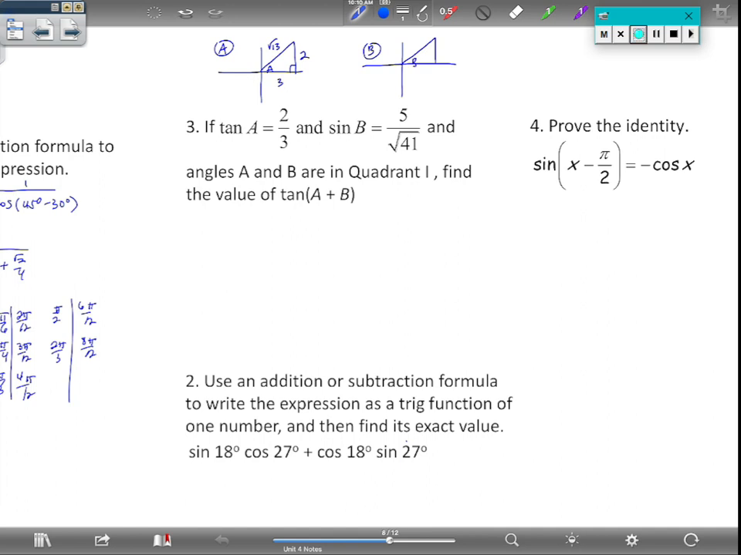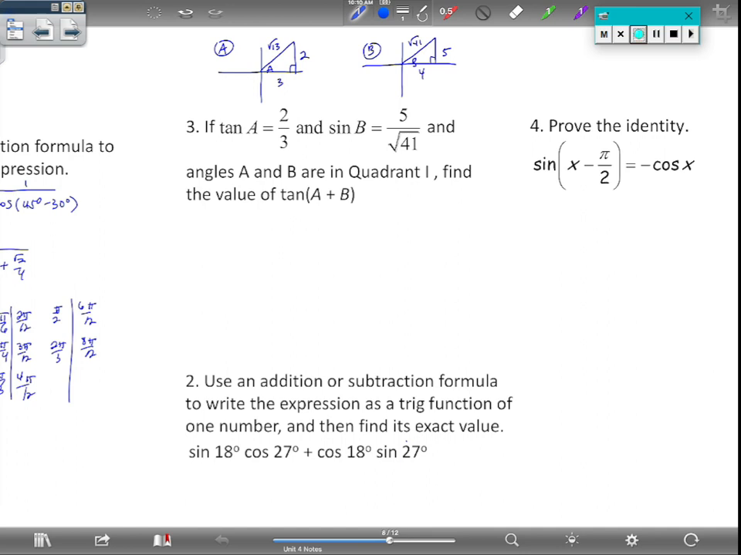So let's see, sine is opposite over hypotenuse. So we have 5, and then hypotenuse is root 41. I do Pythagorean and I get 4 there. Okay. So we are going to do the addition rules, but instead of pulling values from the unit circle, we're going to pull values from the triangle. We've done this before. It's just an extension of what we've done in a previous unit. I think it was unit 1 that we did this.